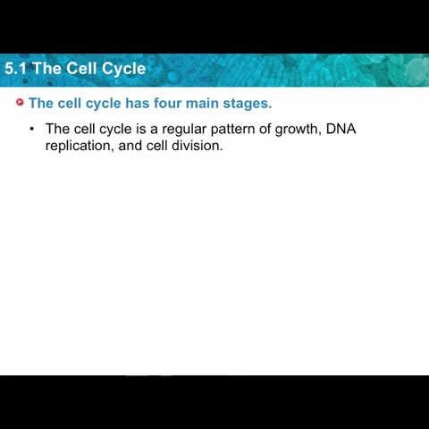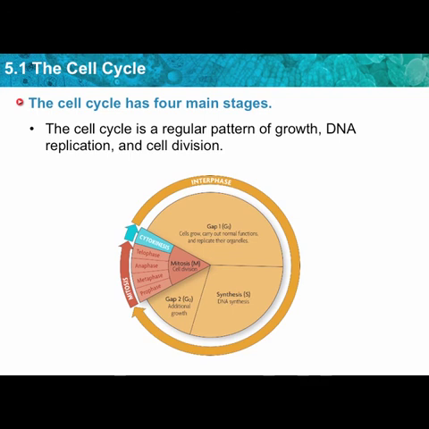The cell cycle is a regular pattern of growth, DNA replication, and cell division. Usually it's shown as a circle because it's a never-ending thing. It cycles and cycles. Interphase is made of gap 1 or G1, S, and gap 2, G2. And then the mitosis and cytokinesis phases are the areas where the cell is actively dividing.